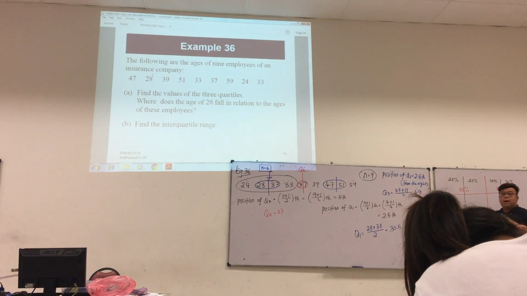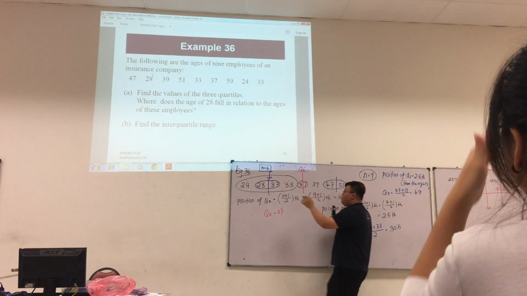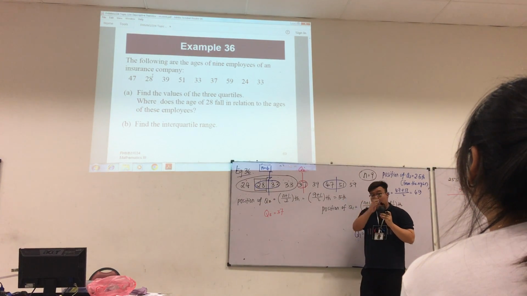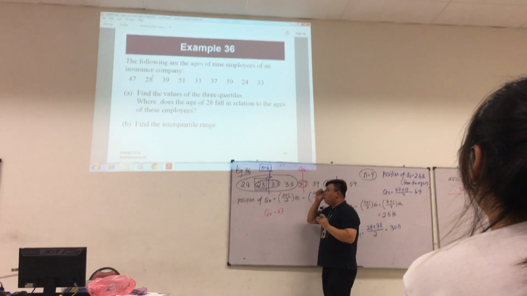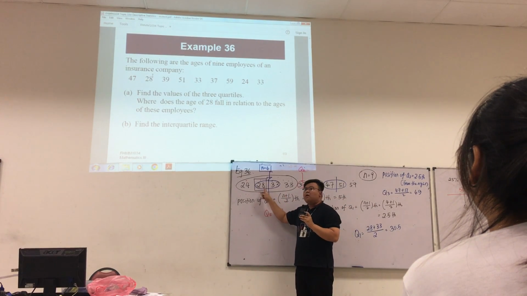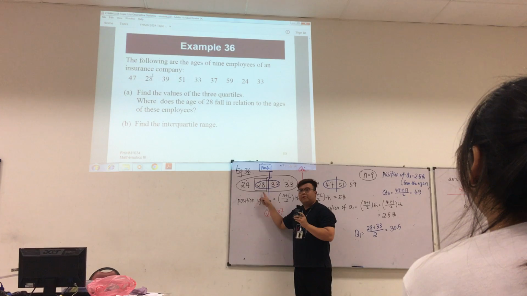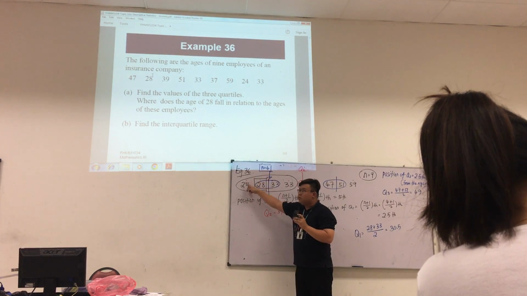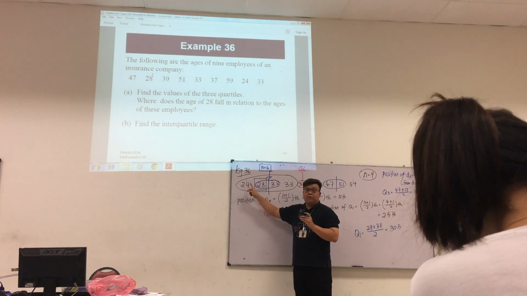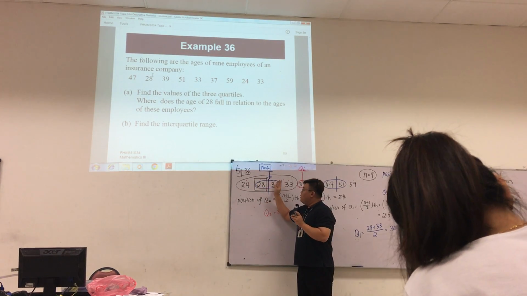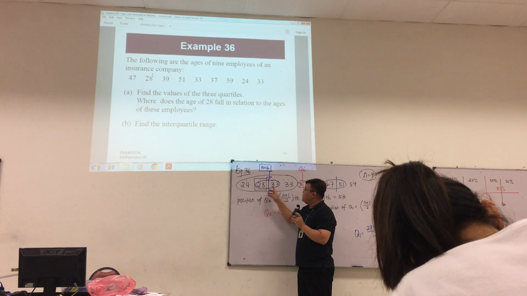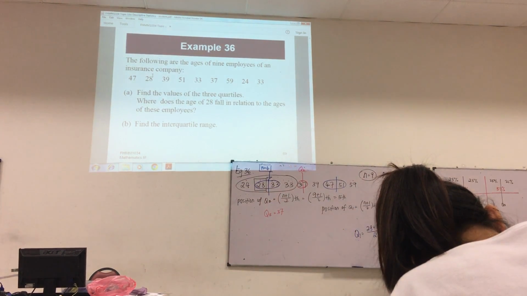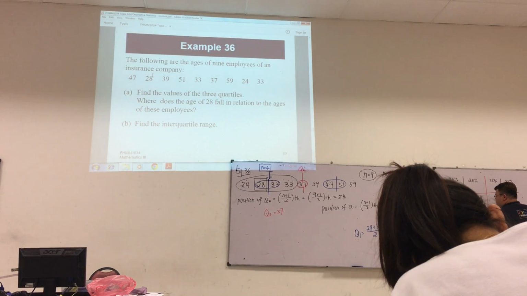So where is actually the position of 28? Your number 28 is actually here, which is the second value in the arrangement. Indirectly, you also can say that this number 28 falls in the first 25% of the data. Alright? Or you can say that this data is within the first quartile and so on. Okay? But I would suggest you to write this way.